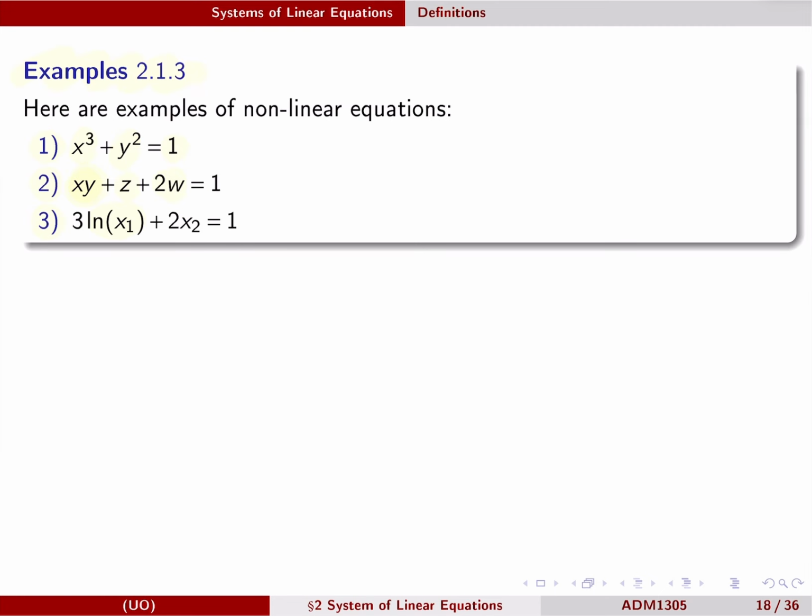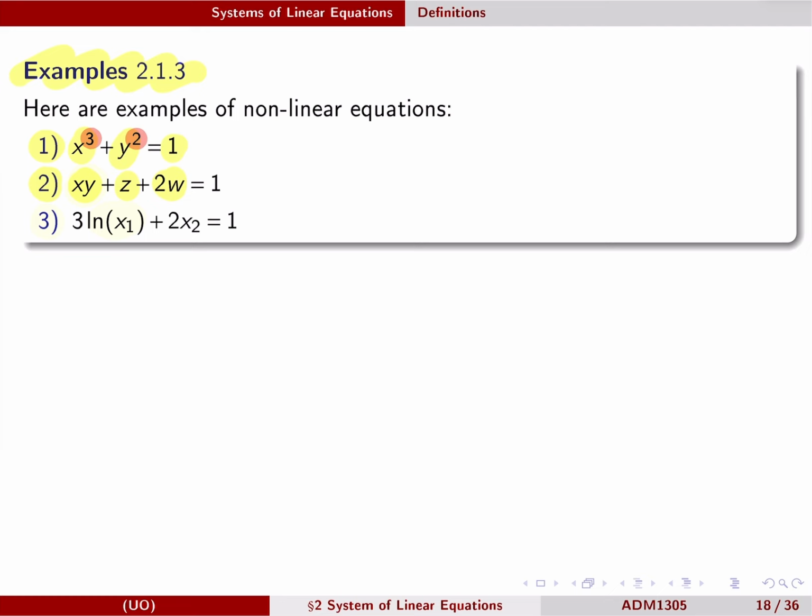Very quickly, here are some examples of equations which are not linear equations. The first one, x cubed plus y squared is equal to 1. The reason why this is not a linear equation is because we have some powers for x and y, here power 3 and power 2. That's a big no-no. The next example, we have xy plus z plus 2w is equal to 1.